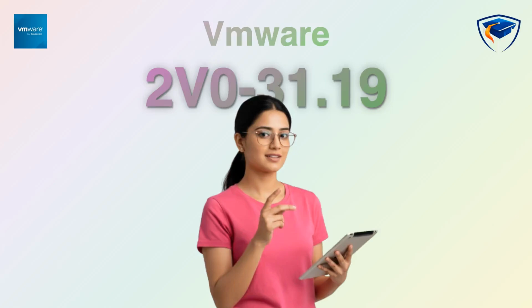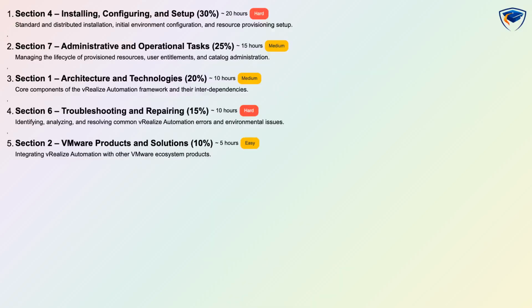This script explains the syllabus for the professional VMware vRealize Automation 7.6 exam. The exam is divided into 5 weighted sections. Section 4 Installing, Configuring, and Setup is 30%. Section 7 Administrative and Operational Tasks is 25%.